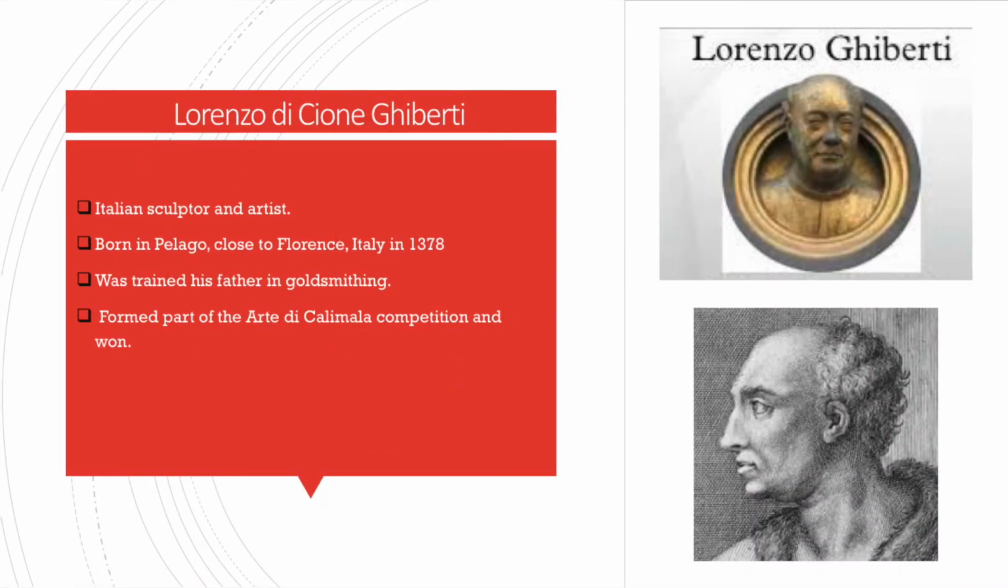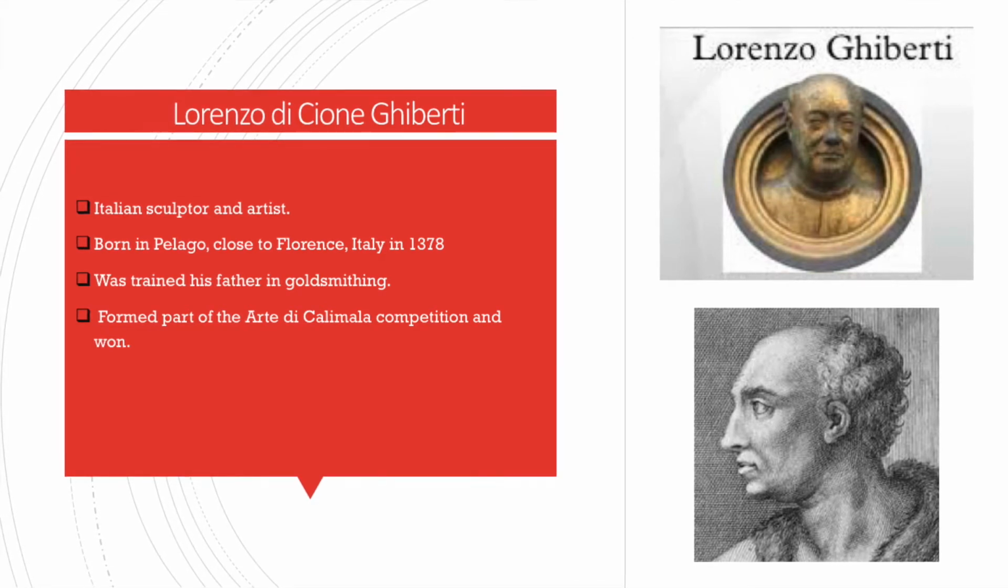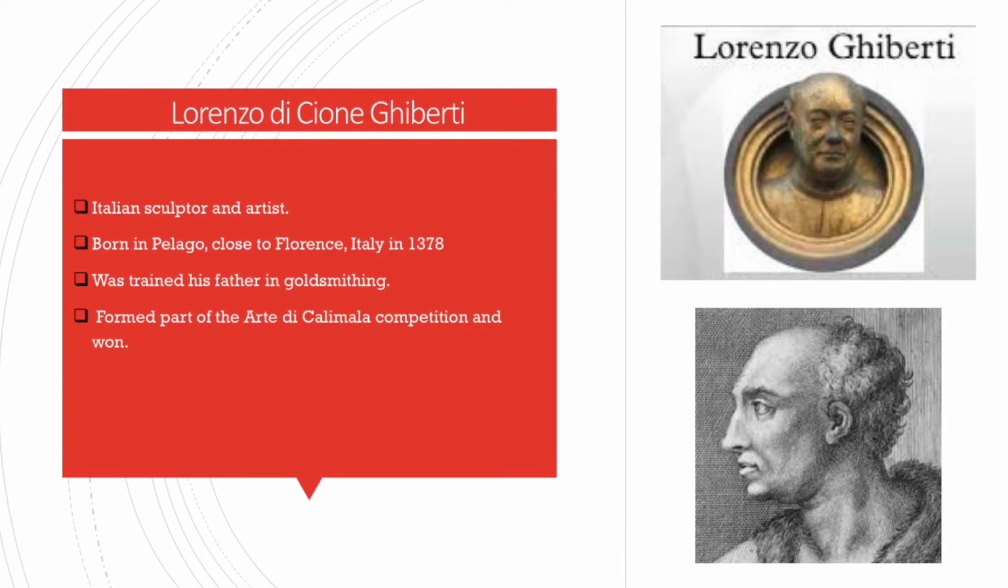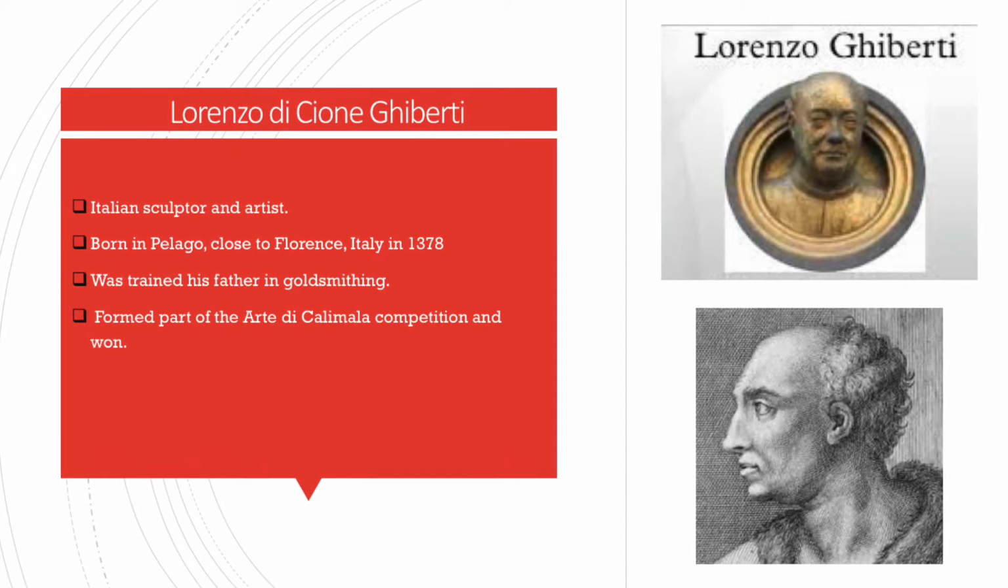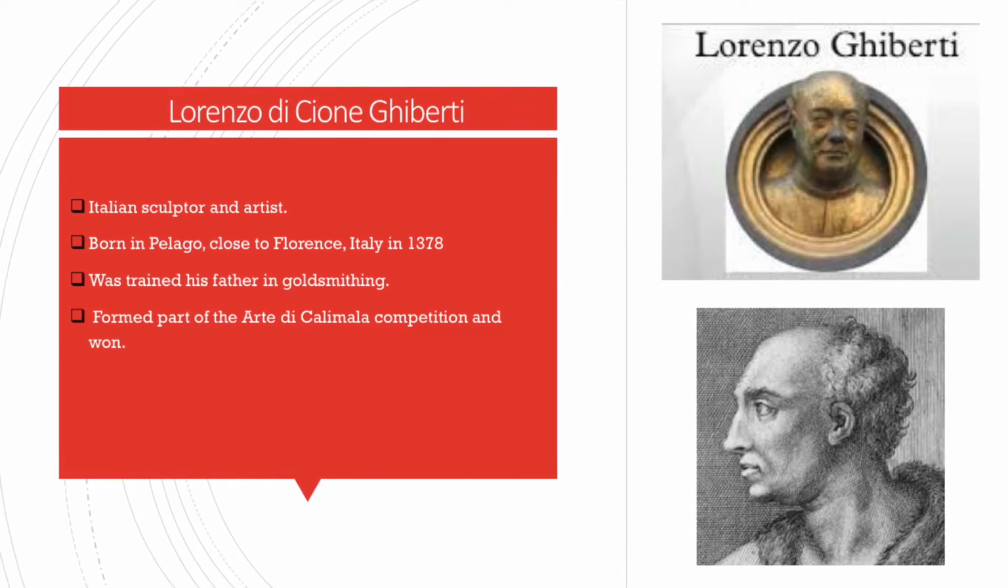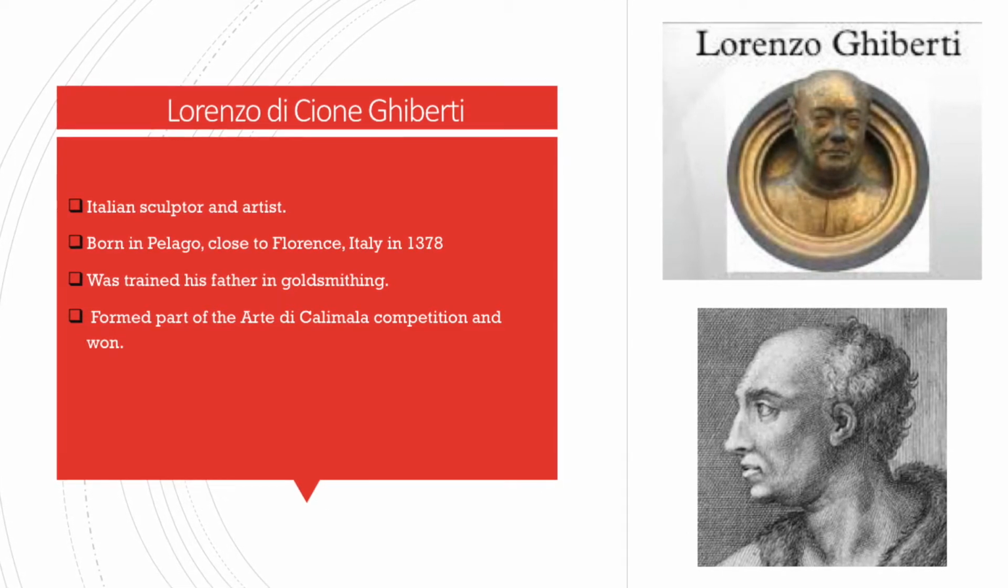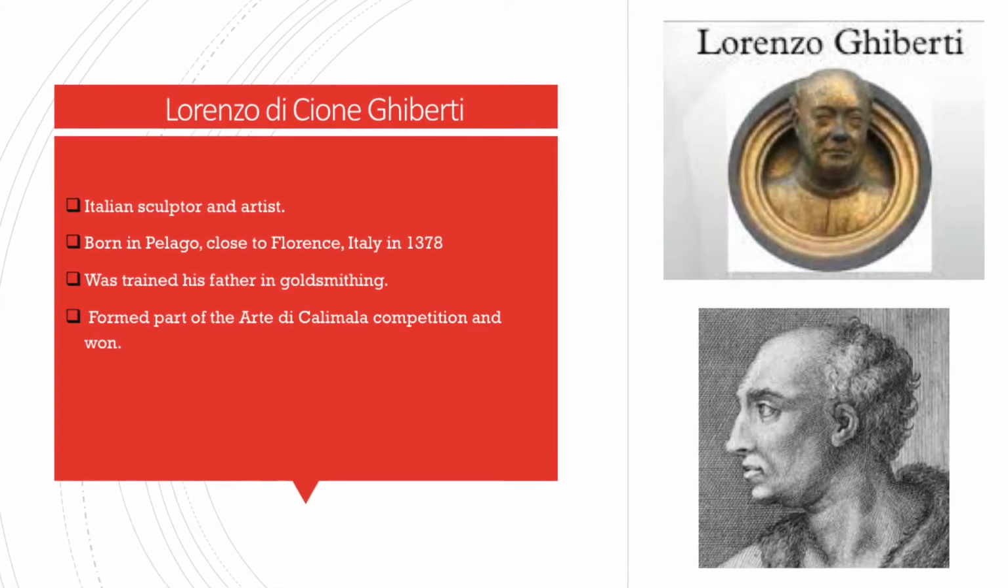Hi, my name is Grace and I'm going to be talking about Lorenzo di Cione Ghiberti, better known as Lorenzo Ghiberti. He was born in Pelago, close to Florence, Italy in 1378. Ghiberti was trained by his father Bartoluccio Ghiberti in goldsmithing in their studio workshop.